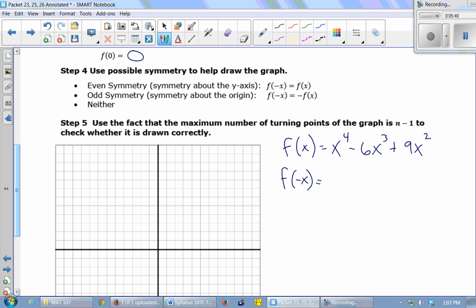So we're going to plug in a negative x and see what happens. So for each x in this polynomial, I'm going to replace it with a negative x. So I've got negative x to the fourth minus 6 times negative x cubed plus 9 times negative x squared. And then I simplify this. Negative x quantity to the fourth, what does that simplify to?